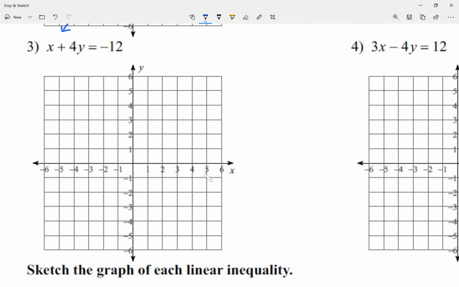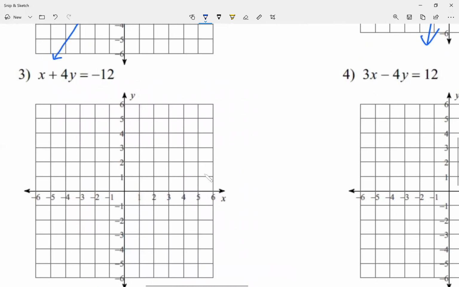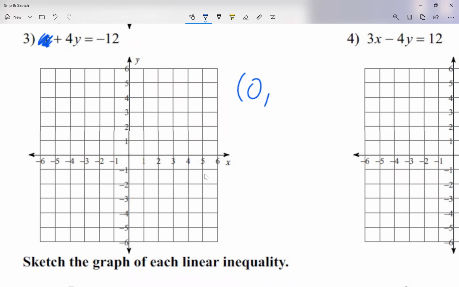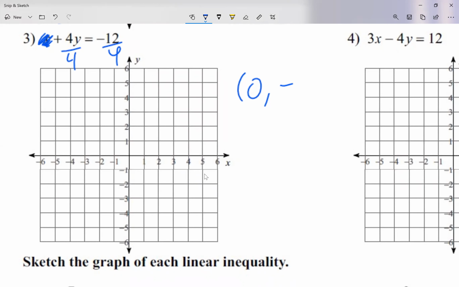The first point I'm going to say is, what if x was equal to 0? So we're going to call this the intercepts, x-intercept and y-intercept. One of my points is going to be on the x-axis, and the other one's going to be on the y-axis. In reality, the way I'm going to do this is I'm going to ignore the x because it's 0. So it looks like 4 times y is equal to negative 12. So I have to solve for y, right? I will divide both sides by 4. And I get that y is equal to negative 3.